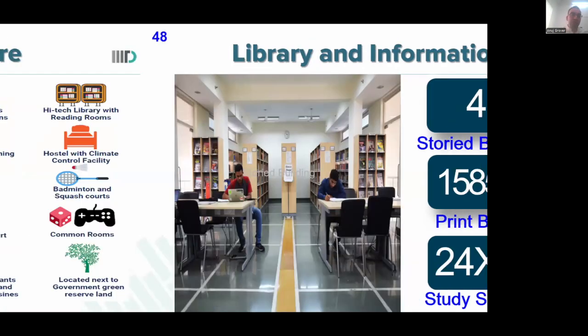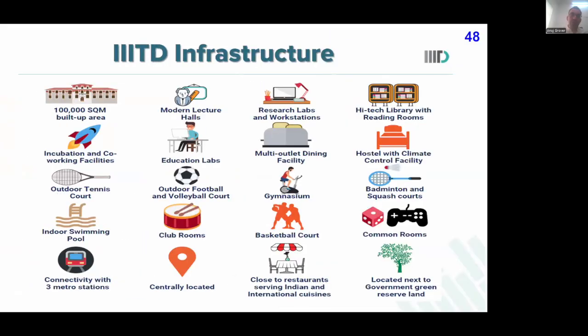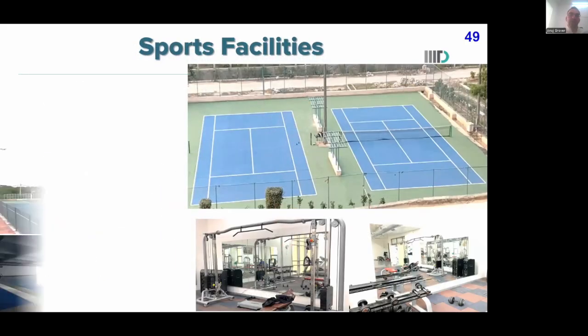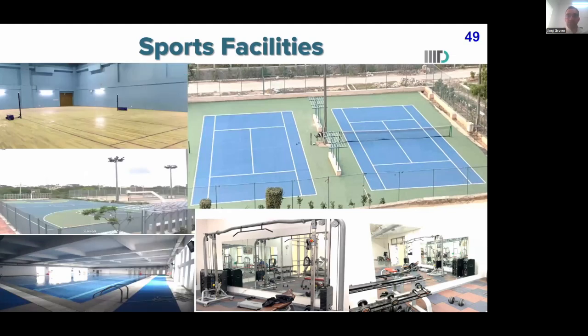In terms of infrastructure, in addition to this library, we have modern lecture halls, research labs, multi-outlet dining facility, gym, club rooms, indoor swimming pool, and hostel with climate control facility. In fact, all our buildings are fully climate controlled. They have heating in the winters and cooling in the summers. Just a quick glimpse of some of our sports facilities.